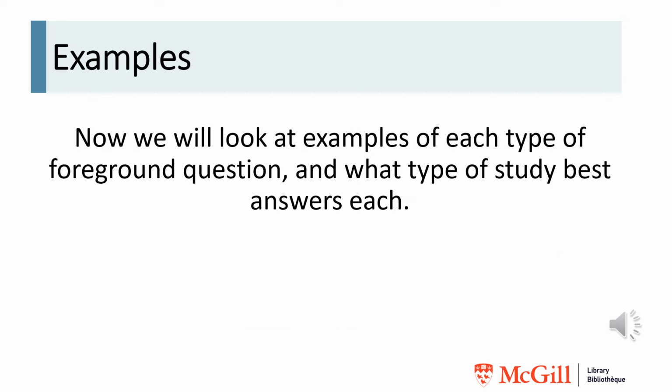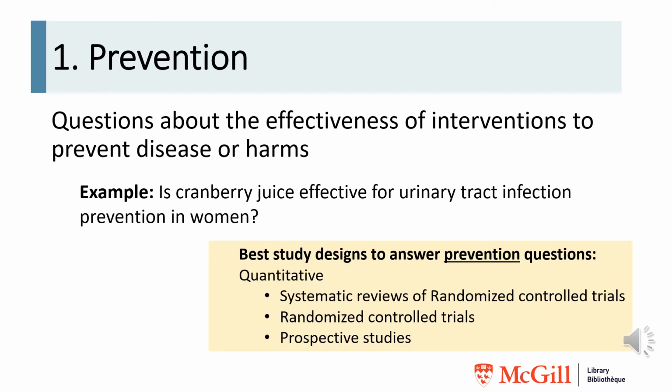Now let's look at some examples of each type of foreground question and what type of study best answers each. Prevention questions are questions about the effectiveness of interventions to prevent disease or harms. For example, is cranberry juice effective for urinary tract infection prevention in women? The best study designs to answer prevention questions are quantitative, such as systematic reviews of randomized controlled trials, or prospective studies.